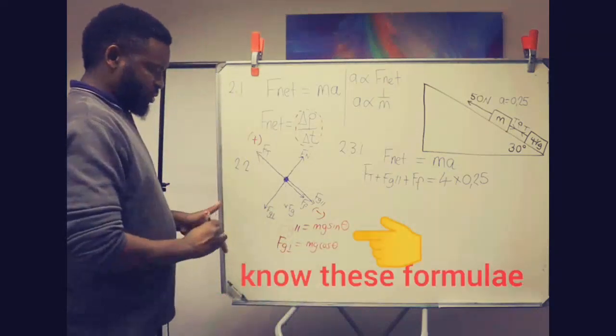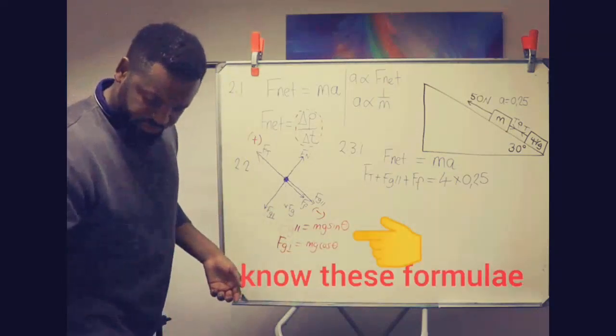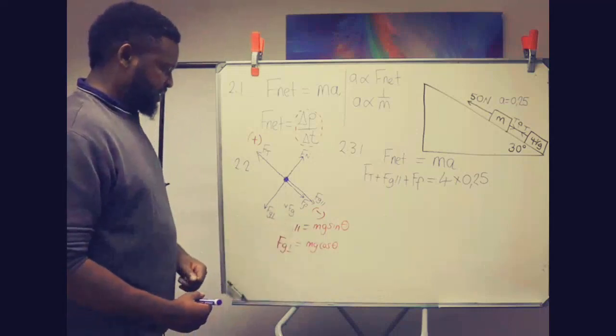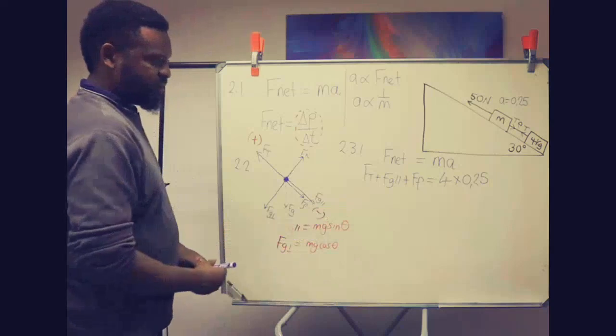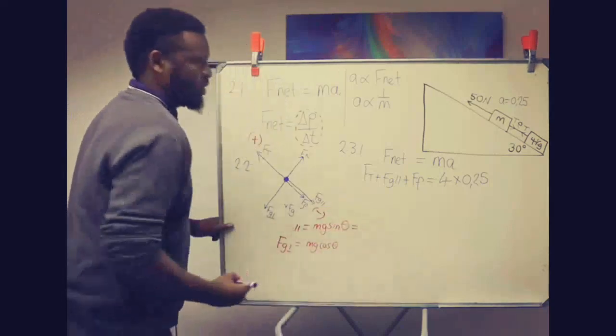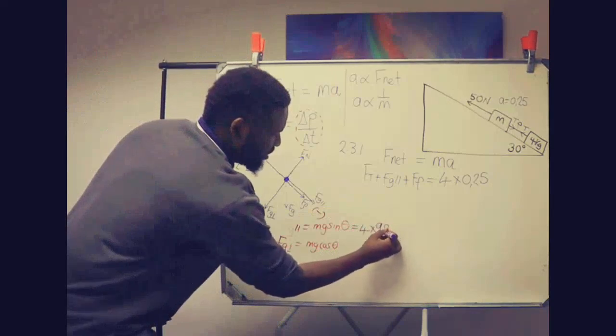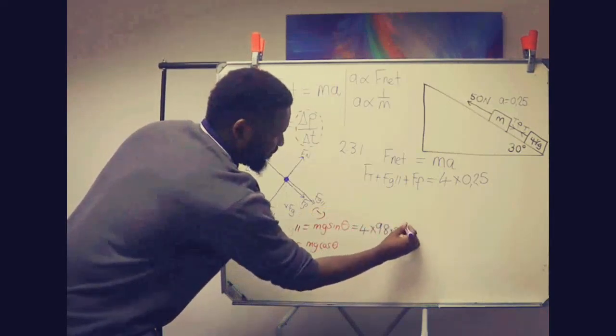All right. So let's work out Fg parallel. We know that Fg parallel is mg times the sine of theta. What is the mass? 4 times 9.8 times the sine of 30.